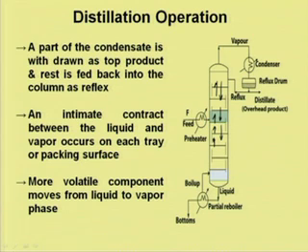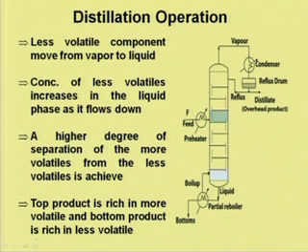So, in this process, the more volatile component from the liquid phase is transferred to the vapor phase, and the less volatile component moves from the vapor phase to the liquid phase. The concentration of the less volatile increases in the liquid as it flows towards down, and the concentration of the more volatile increases in the vapor phase. So, a higher degree of separation of the more volatile from the less volatile is achieved.